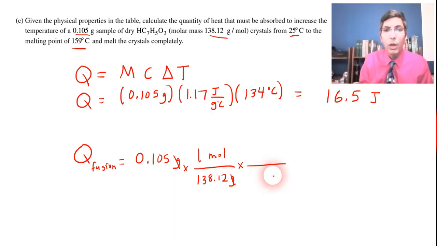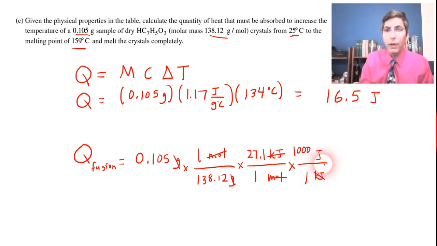I'm going to put moles on the bottom. I'm going to put kilojoules on top. And the heat of fusion is about 27.1 kilojoules per mole. And so moles are out. And now I am in the kilojoules, and I'd like to be in joules so I can have the same unit there. So I'll just put the kilojoules on bottom, joules on top. It's 1,000. And so that's out. And so when I do my math here, if I did this right, I believe it's about 20.6 joules for the fusion, for the actual melting process.